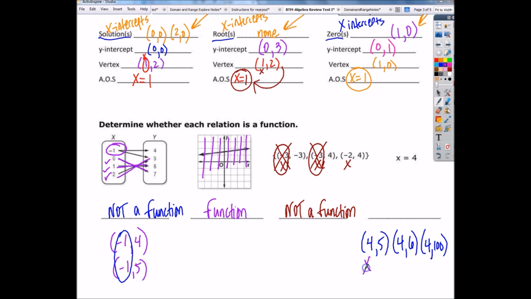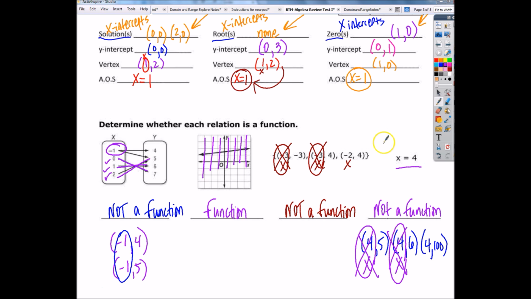And since this x is 4 and this x is 4, I can stop right there because can x's repeat? No. Therefore, that's bad news. And if it's bad news, that means it's not a function. This is telling you, hey, every single x is 4, so it's just telling you, hey, I'm repeating.